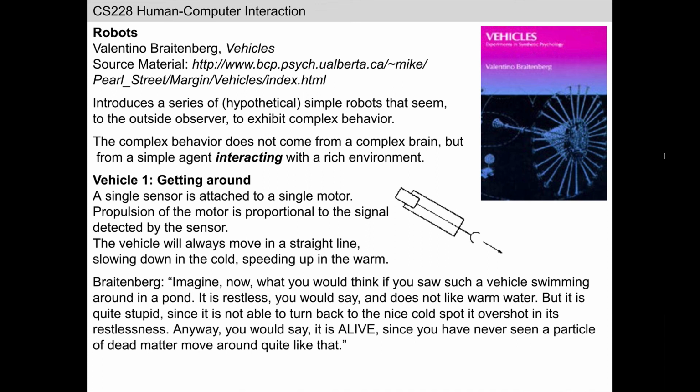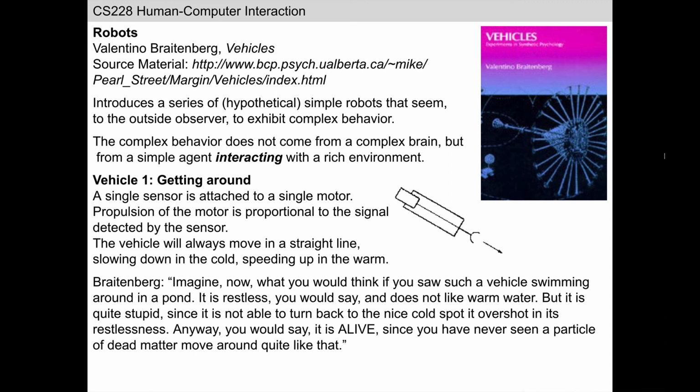Vehicle 1 has a body. We're looking at this vehicle from above. It has a body. It has a single wheel. It has a single sensor on the front, and in Vehicle 1 we're going to assume this sensor detects temperature. The higher the temperature, the more strongly this sensor fires. The lower the temperature, the less frequently or less strongly this sensor fires. Imagine that this single sensor is attached by a single wire to the wheel.